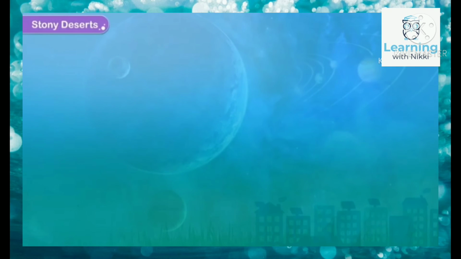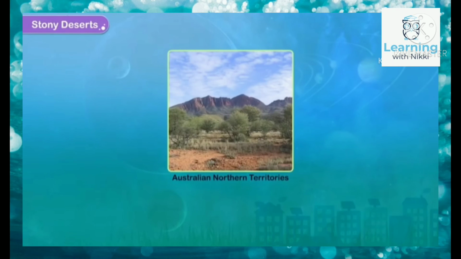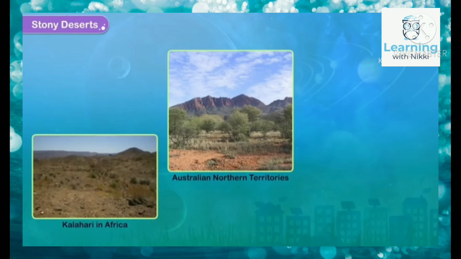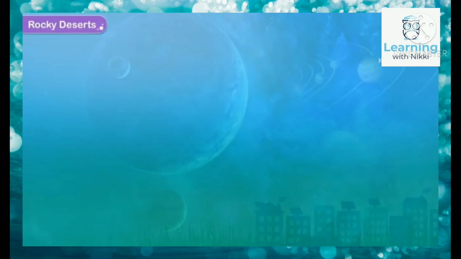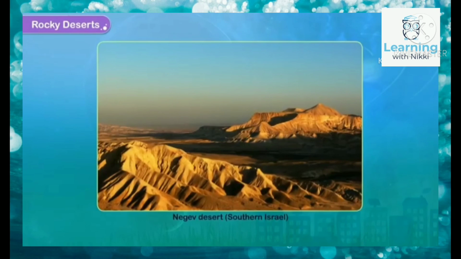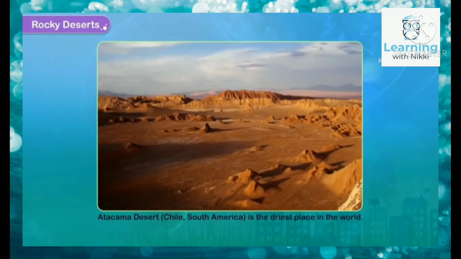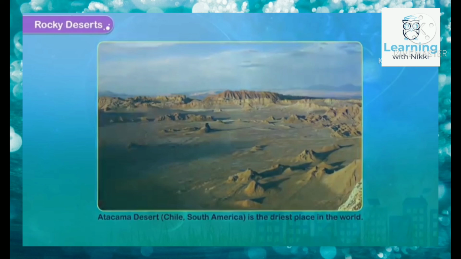Next is stony deserts. The Australian Northern Territories, Kalahari in Africa, and the Upper Atacama Desert, Chile, are examples of stony deserts. Now, rocky deserts. Negev Desert in southern Israel is a rocky desert. Atacama Desert in Chile, South America is the driest place in the world.